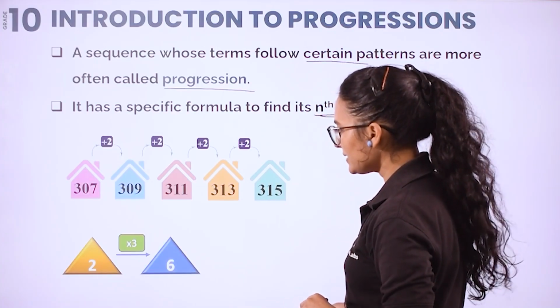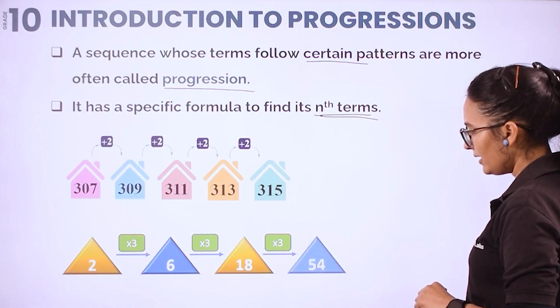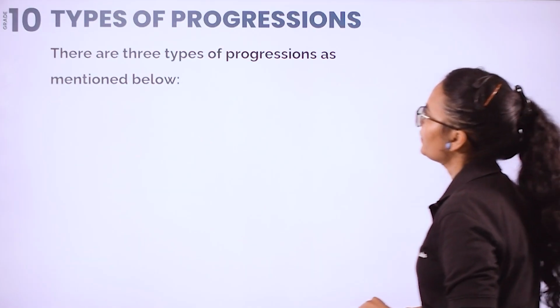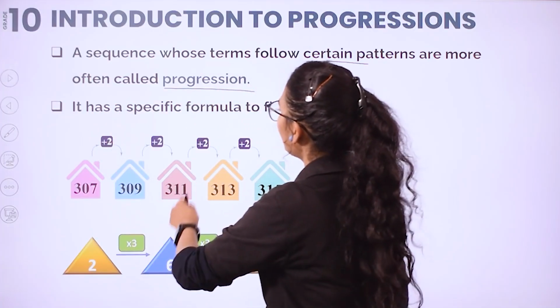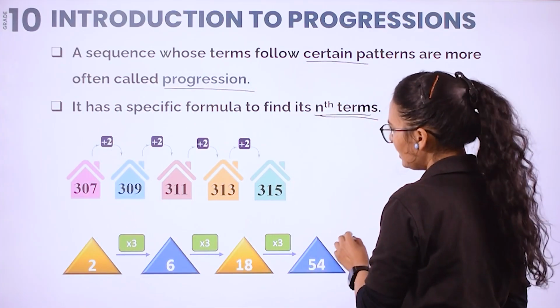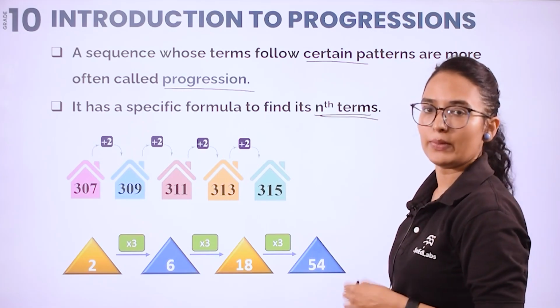Now here, let us see 2 into 3, that is 6. 6 into 3, we are getting 18. So what is the pattern here? Multiplication by 3. Okay. So this is called your progression when there is a specific rule to find the nth term, right? You can always find the next term. This we have discussed in the beginning, right?